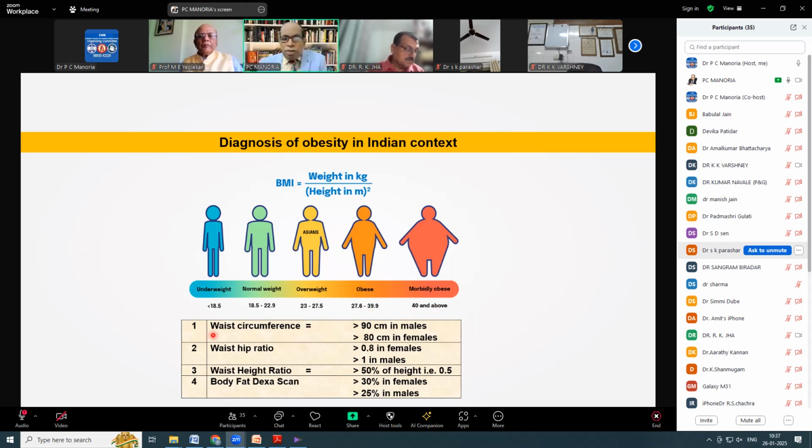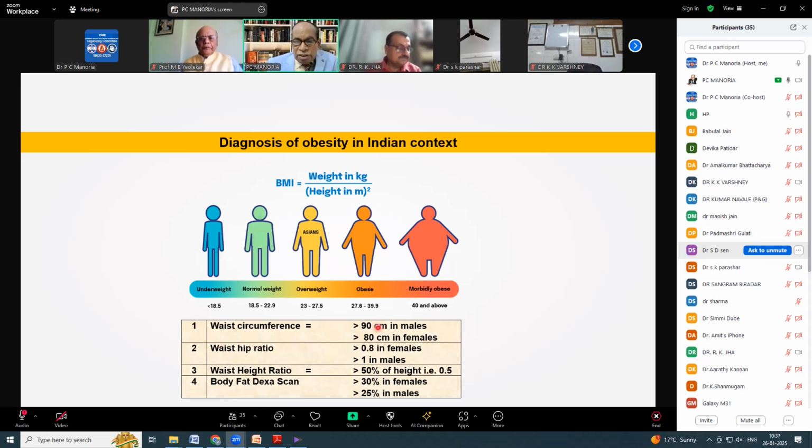But the problem with BMI is that you may have a muscular body and your BMI may be high, and yet you may not have an increased amount of fat. Waist circumference is also utilized, more than 90 centimeters for males and more than 80 centimeters in females. Waist-hip ratio more than 0.8 in females and more than 1 in males. Waist-height ratio is also usually accepted as a good criterion for diagnosing obesity, more than 50% of height, that is 0.5. The best way is to have a DEXA scan, but it is usually not available. More than 30% fat in females and more than 25% in males is the criterion for obesity.